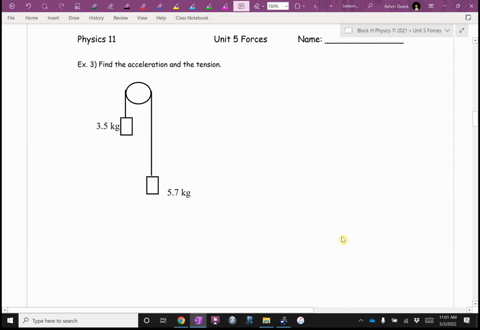Example 3. I like example 3. Oh, you know what? This is an Atwood machine. It's wanting me to find the acceleration and the cord tension. Here's what we're going to do. I'm going to shut up. Try this on your own.